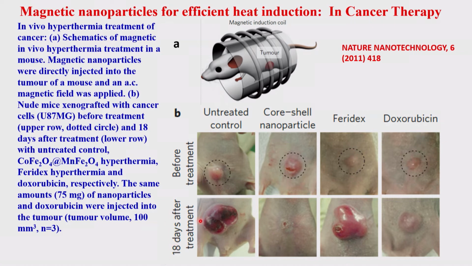Now after 18 days you can see, if it is not treated with the core magnetic nanoparticles, the tumor is growing, a huge amount of the cancer blob you can see. And when you look at the core shell, where you are treated with the nanoparticle, it's almost gone. So that itself will tell you the cancer cells were killed completely in this.